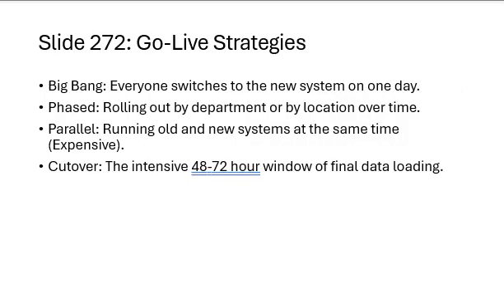Go live strategy. Okay, so this is the last step of the business integration life cycle, go live. Number one, big bang. This means that everyone switches system on the same day. Okay, and then phased. This is to roll out, introducing the ERP by department or by location. Parallel strategy runs the old and new system together. Cut off. This involves the intensive final data loading window. Okay, so each strategy has a benefit and a risk to consider. The choice depends on organization readiness and complexity.